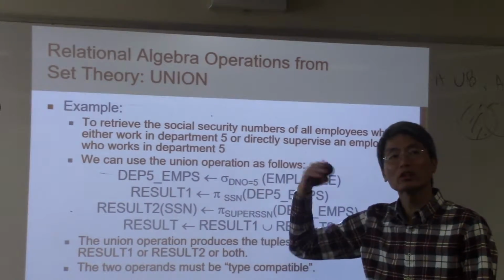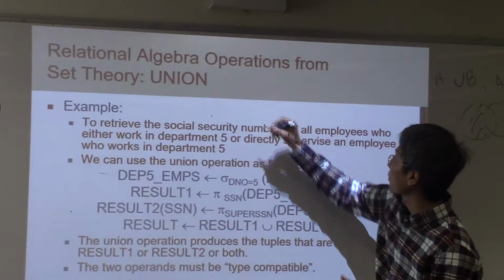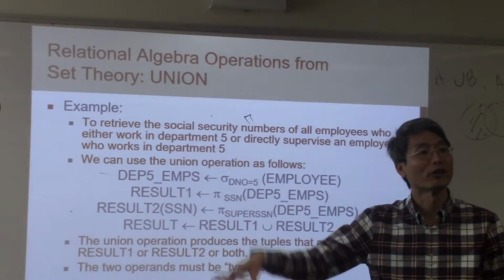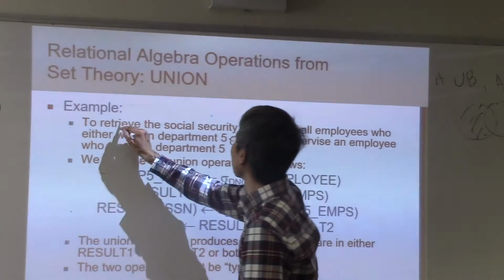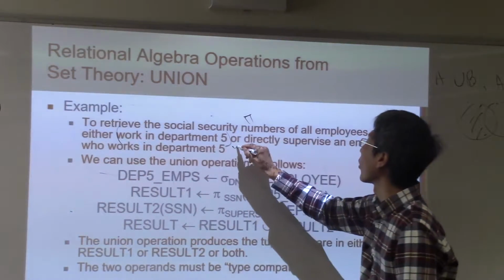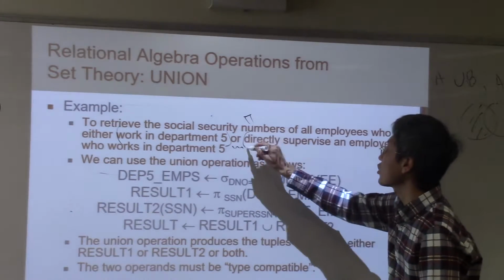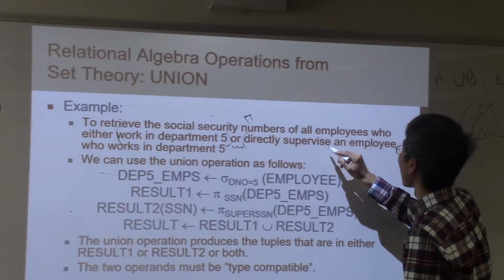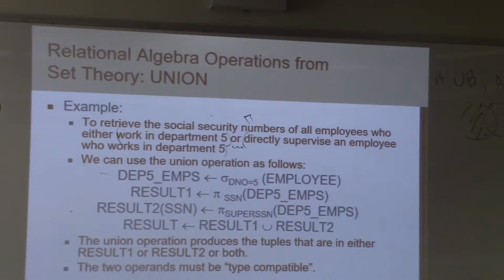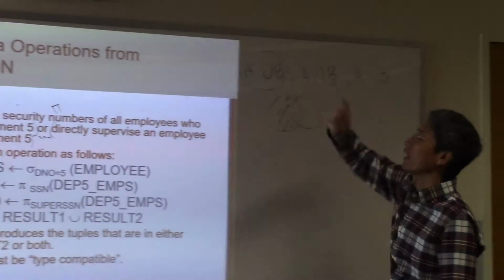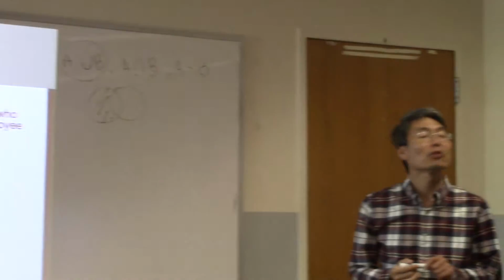That means we need to apply the project operation somewhere, right? We need to get the social security number of all employees who either work in department number 5 or directly supervise an employee who works in department 5. There are two conditions. It's an or condition. Or means A union B, so at that time we can use the union.